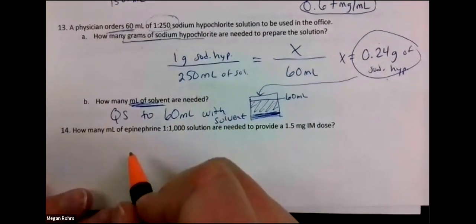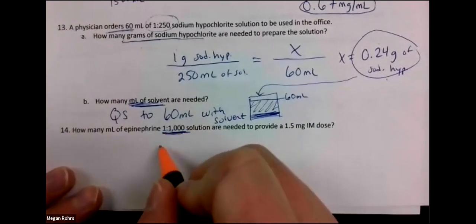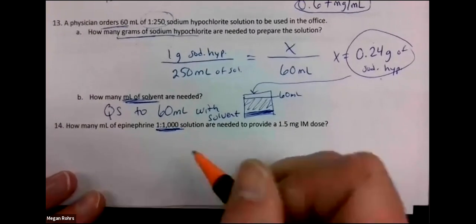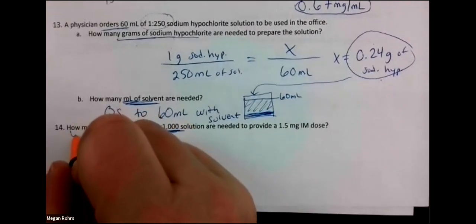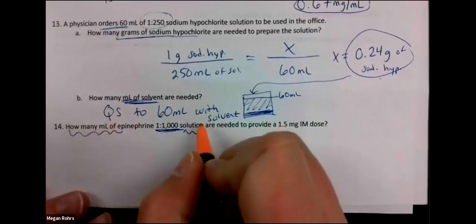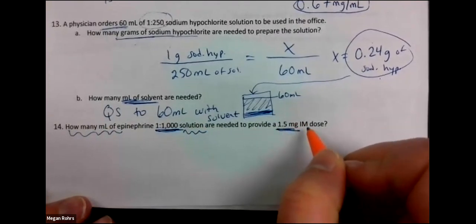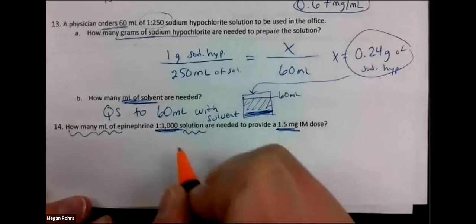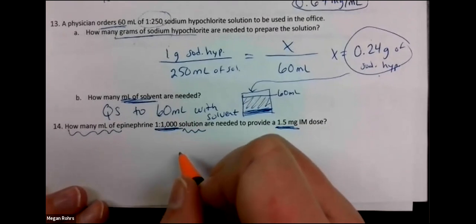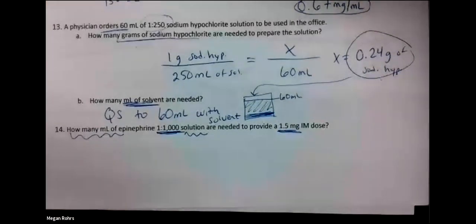So now I would like you to do number 14 on your own. So remember, start with your ratio. This is a 1 to 1,000. We're going to assume it's a weight per volume because they don't specify. So you're solving for how many mils of epinephrine solution are needed to provide a 1.5 milligram IM dose. So remember, the units for weight that we'll be using in our fraction here will be in grams on top. So you're going to need to convert this to grams first before you plug that into your equation.